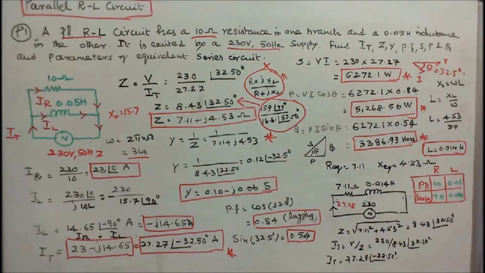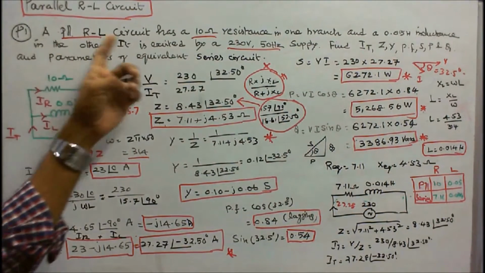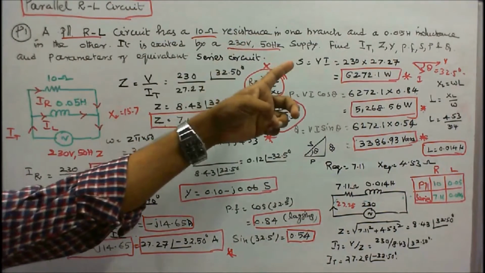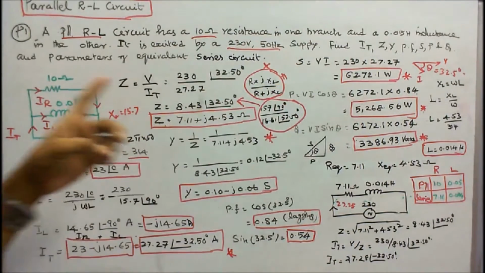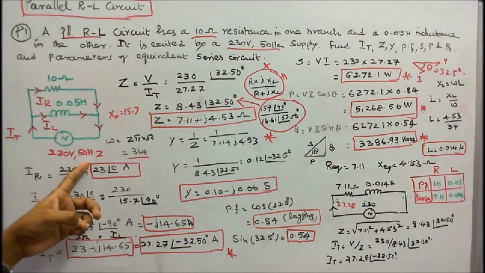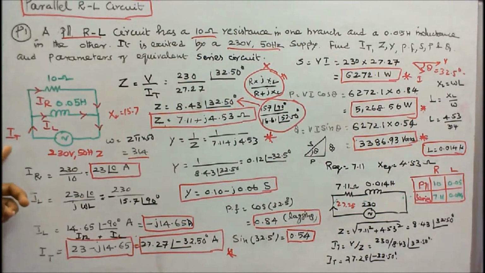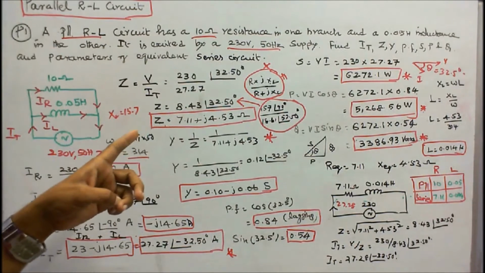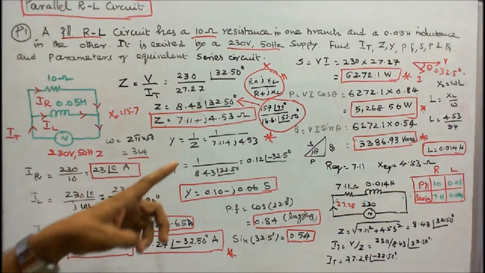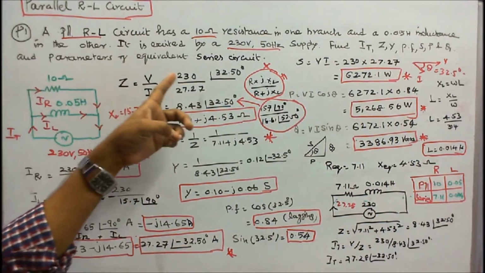In this class, we work out 5 problems on parallel RL circuit. Problem number 1. A parallel RL circuit has a 10 ohm resistance in one branch and a 0.05 Henry inductance in the other. It is excited by a 230 volt, 50 Hz supply. Find the total current IT, impedance Z, admittance Y, power factor PF, apparent power S, real power P, reactive power Q, and parameters of equivalent series circuit.